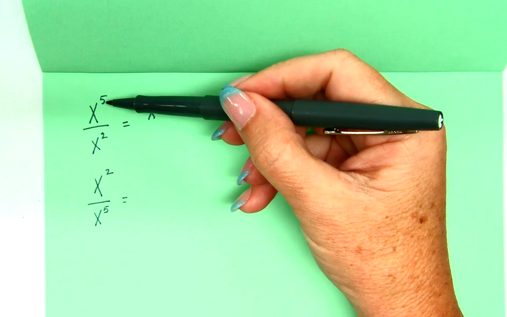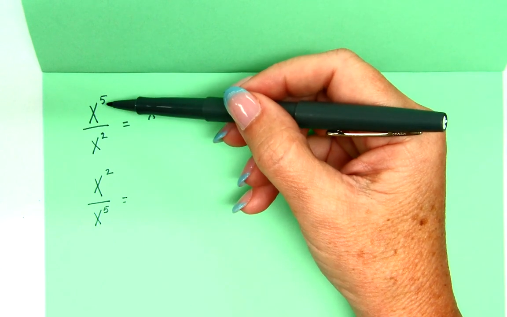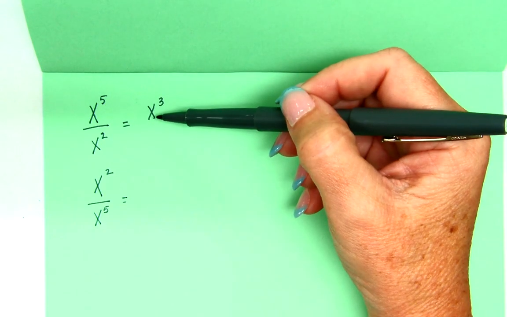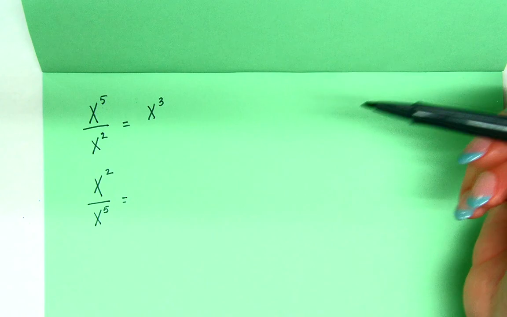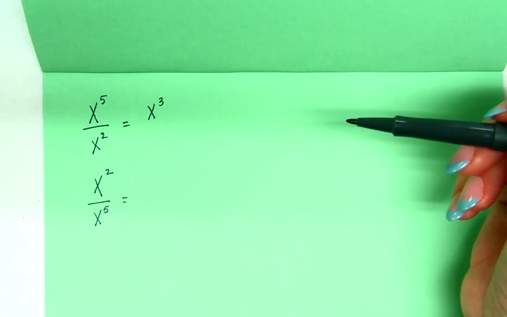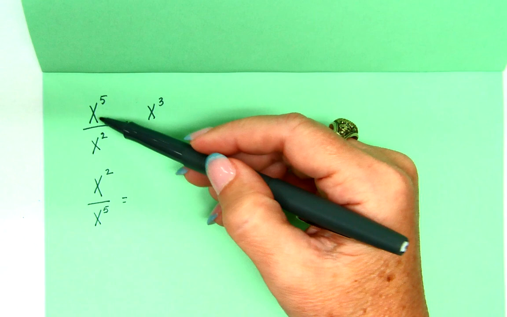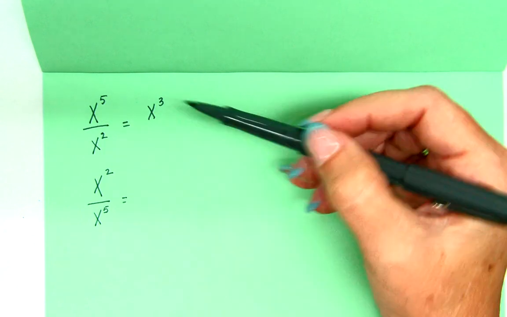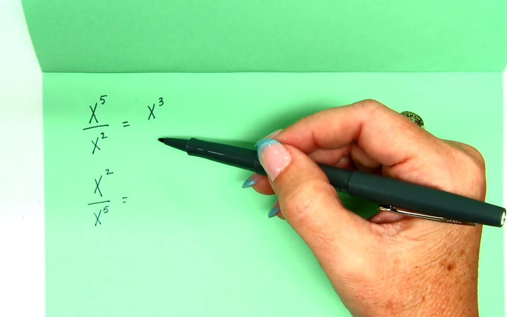Where was the bigger number? On top. And I subtracted 5 minus 2, and I even said that we got x to the 3rd, but what is it really? X to the 3rd over 1, right? Because I simplified the 2 x's in the denominator with 2 of the x's in the numerator, and all that was left was x to the 3rd over 1.